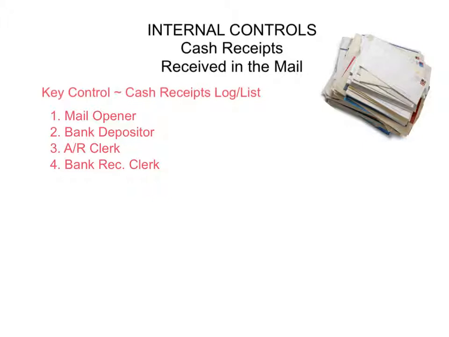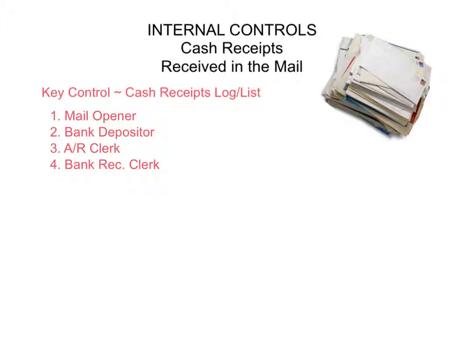The bank depositor will then reconcile the amount that is on the mail opener's cash receipts log with the amount of cash receipts the mail opener has brought to them to be deposited in the bank. Both individuals would probably initial the cash receipts log. Then the cash receipts log is given to the accounts receivable clerk.